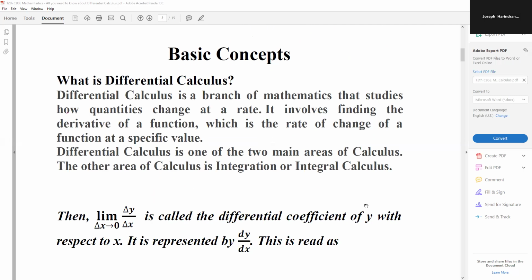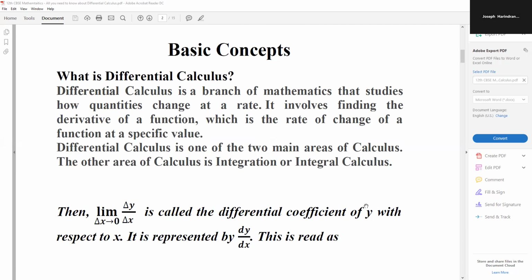The basic concepts are, what is differential calculus, first of all? Differential calculus is a branch of mathematics that studies how quantities change at a rate. It involves finding the derivative of a function, which is nothing but the rate of change of a function at a specific value. Differential calculus is one of the two main areas of calculus. The other area of calculus is integration, or integral calculus.